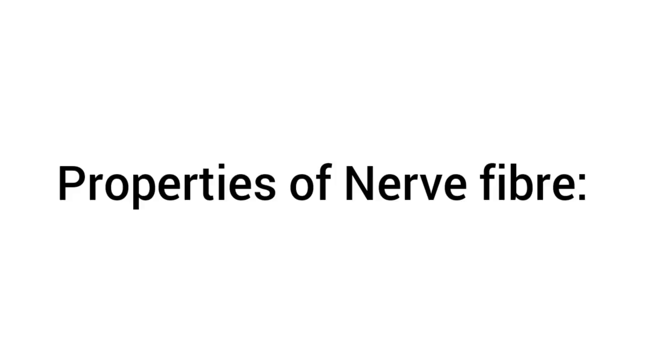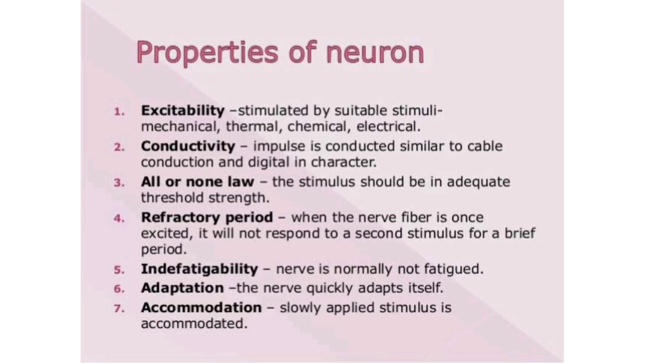Now we'll see properties of nerve fiber. They are excitation, conductivity, refractory period, summation, adaptation, infatigability, and all or none law. We'll see all these properties in neural communication.